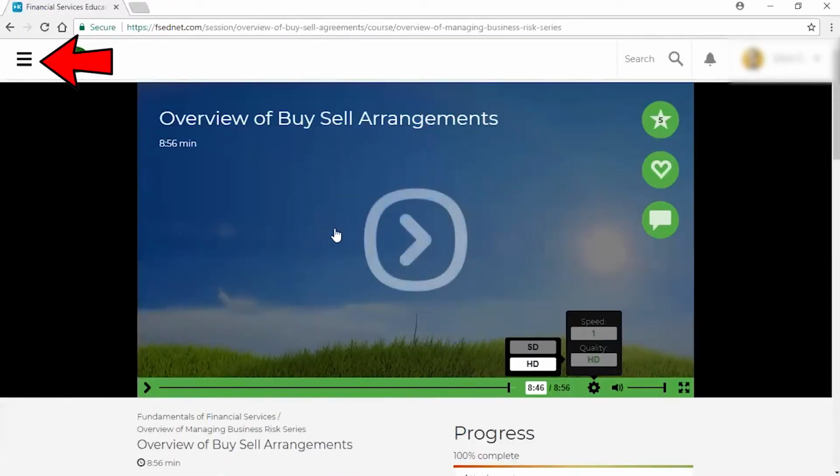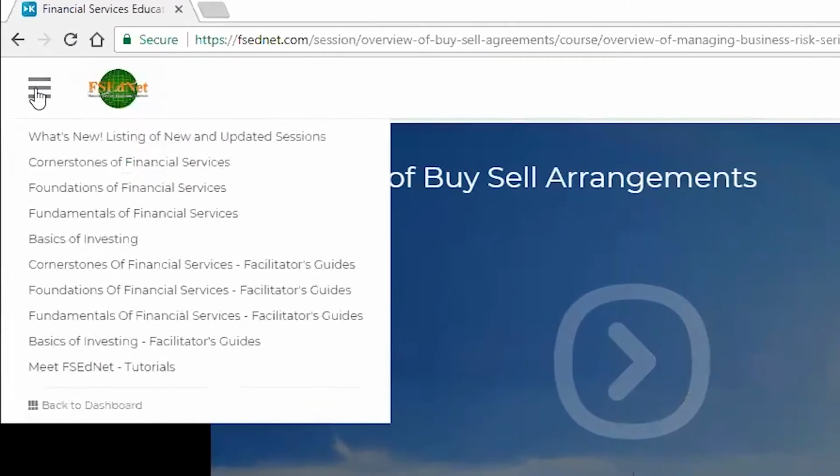Do you see the three bars in the upper left corner? Here you will find a second way to access our sessions. Let's click on the bars. Here you will find our course curriculum and help tools.